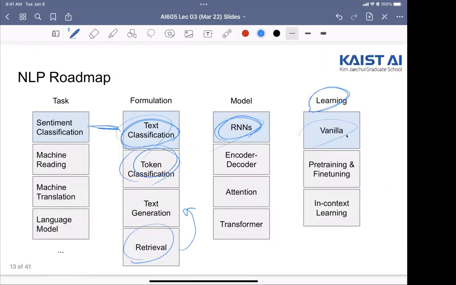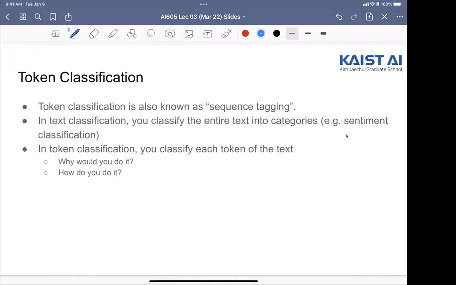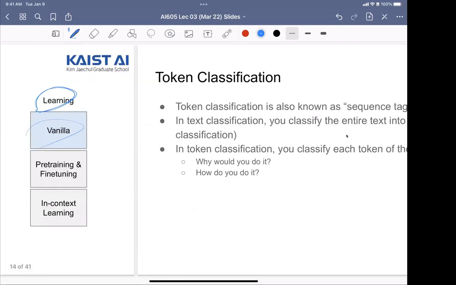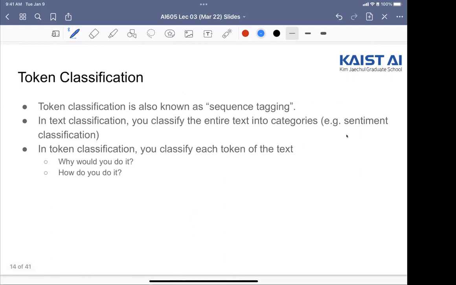Okay, we were talking about text classification, but now we want to talk about token classification. What is different from text classification? In text classification, you classify the entire text into categories, e.g. sentiment classification. In token classification, you're not classifying the entire text, but each token of the text.